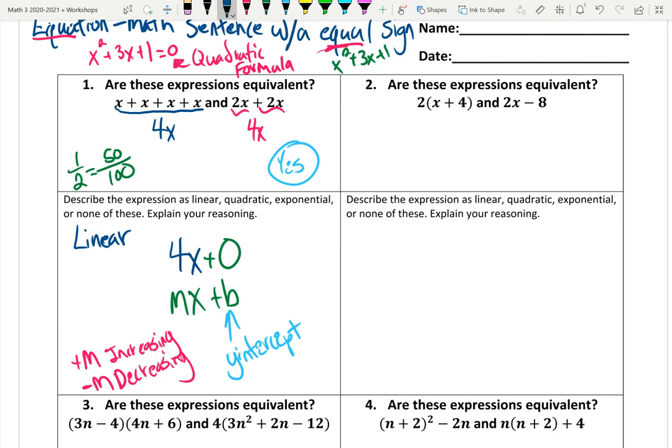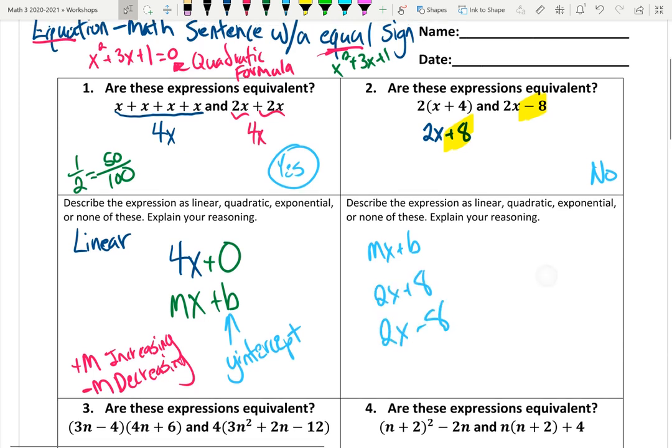Number 2 is very similar. I distribute and I get 2x plus 8, and I know it is not the same. This plus 8 and this minus 8 is a game changer. So they're not the same, and I know without even graphing that both of these are linear. The reason I know is mx plus b. I have 2x plus 8 and 2x minus 8.